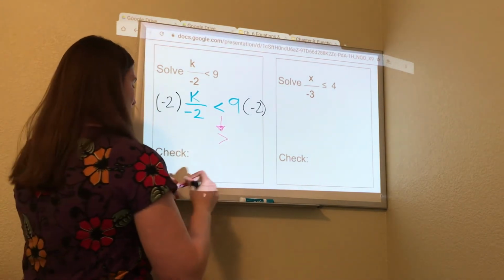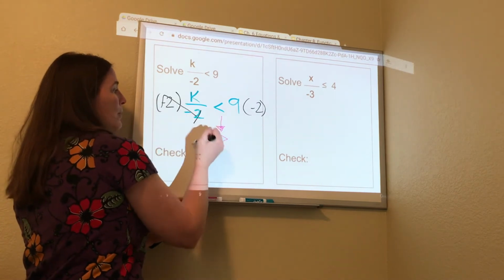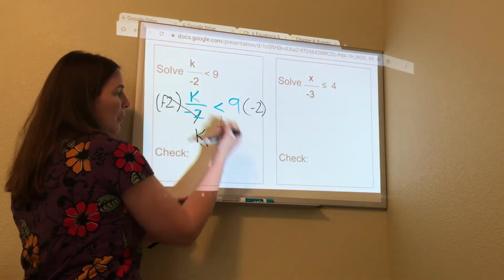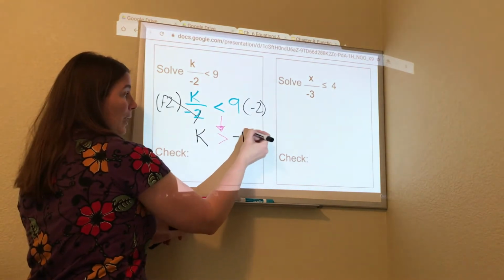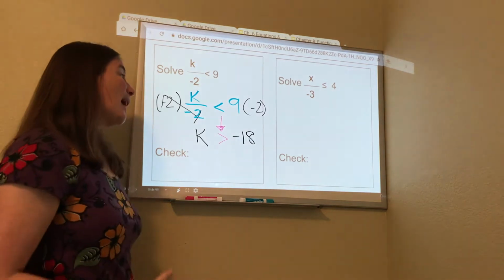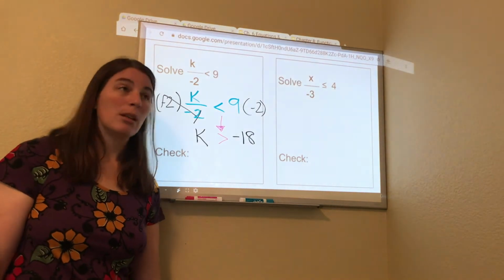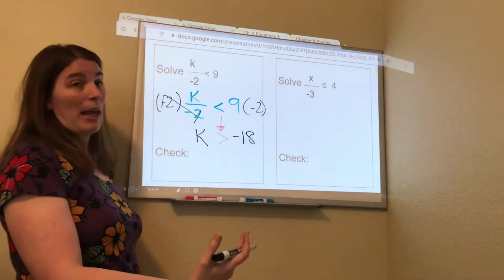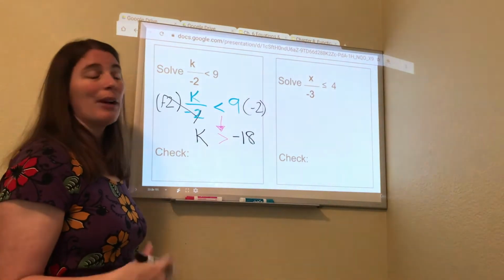Okay? My -2 divided by -2 is a +1, so I'm left with k is greater than, and then 9 times -2 is -18. So k is greater than -18, so what's a number that would work? 0, -2, 10, a million, right?